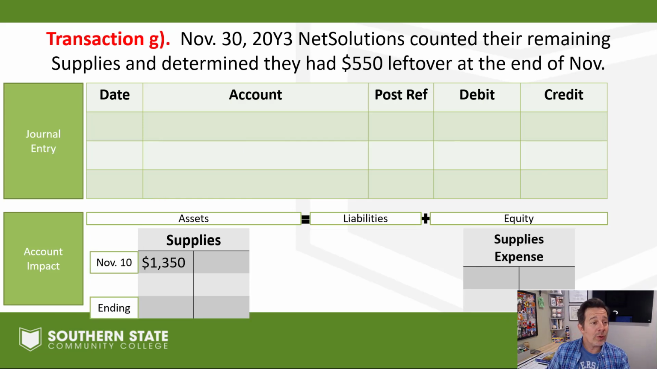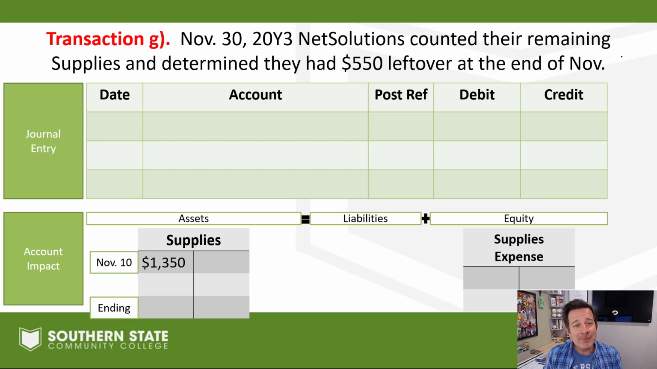Moving right along, we have November 30th. Net Solutions counted their remaining supplies and determined they had $550 left over at the end of November. Now, we talked about it back in week 1 when we're talking about supplies. We buy a big load of supplies, we put them in a supply closet, and we pull them out when we need them over the course of the period.